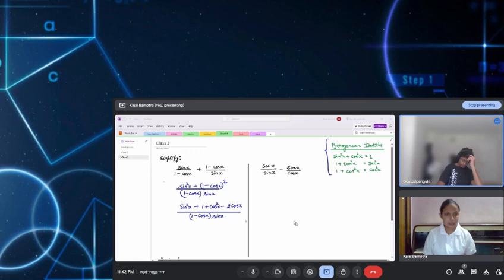Over 1 minus cos x times sin x, and we can cancel that out, I think. Yeah. And now that's 2 over sin x. What is 2 over 1 sin x? Yeah. 2 over sin x can be written as 2 cosecant x.